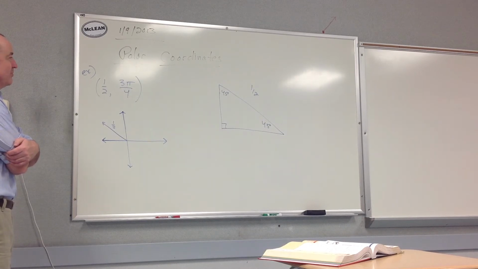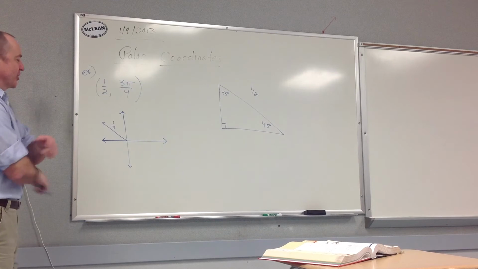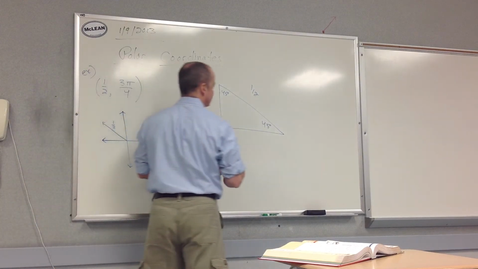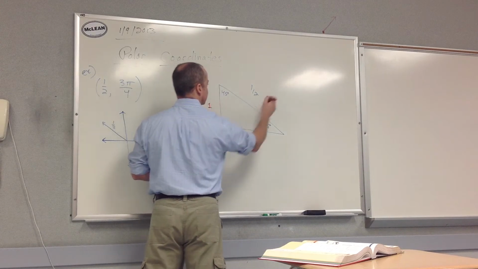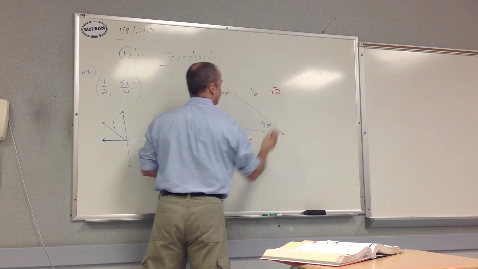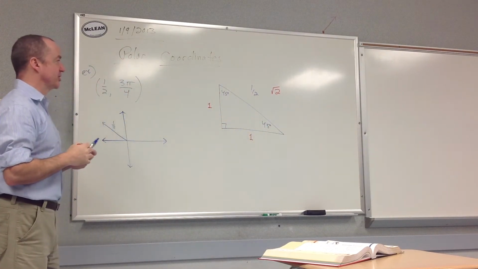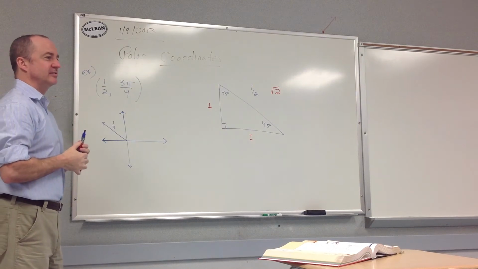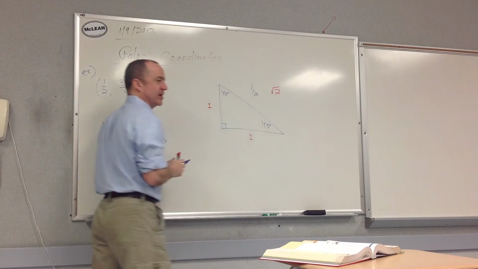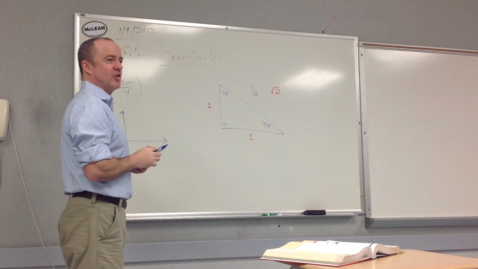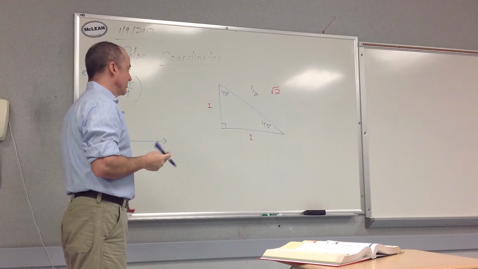Good memory. What's the pattern for a 45, 45, 90? The two legs are the same, and the hypotenuse is the square root of 2 times the length of the leg. So I remember it as 1 to 1 to root 2 is the ratio. It's kind of annoying with a 1/2, isn't it?